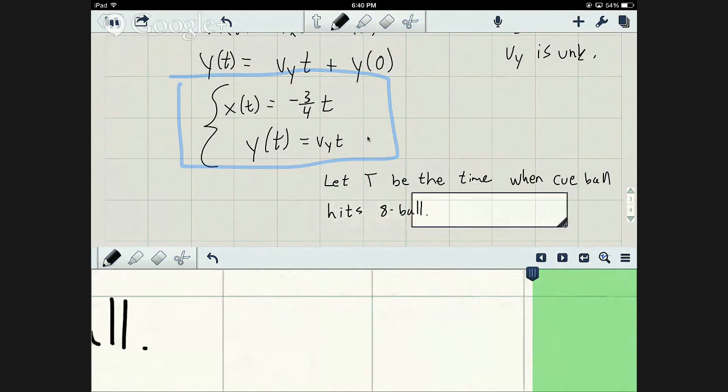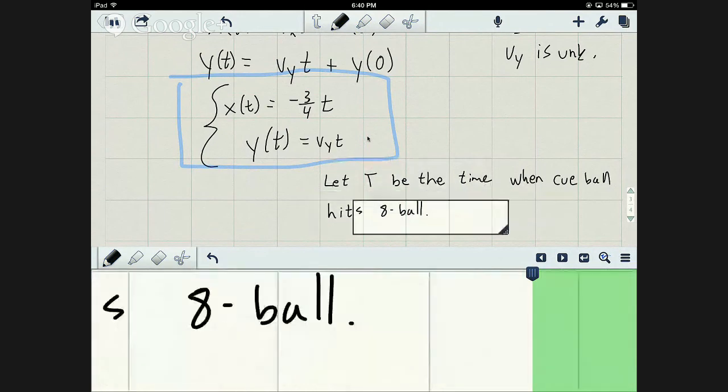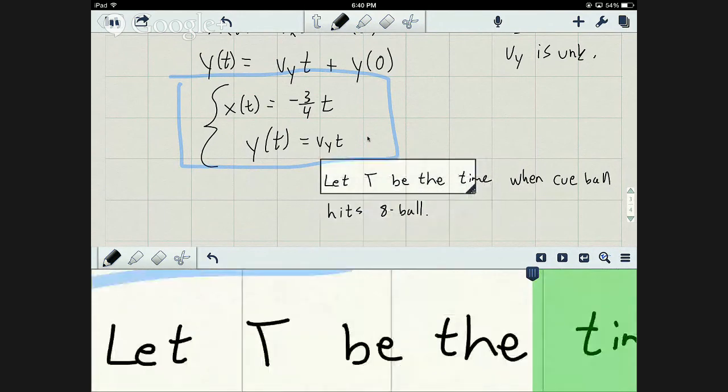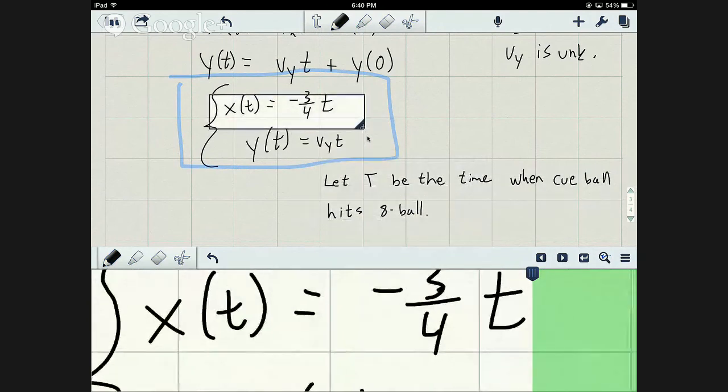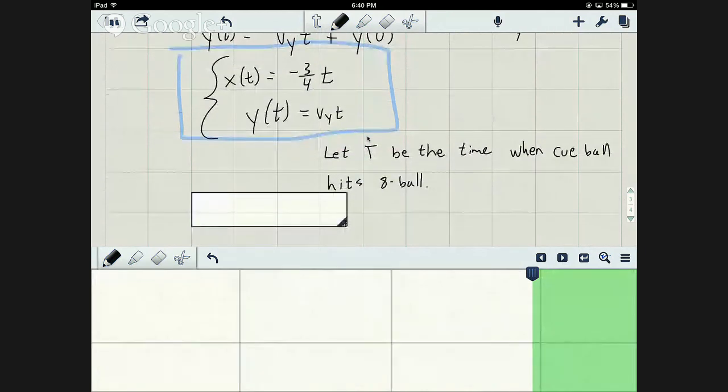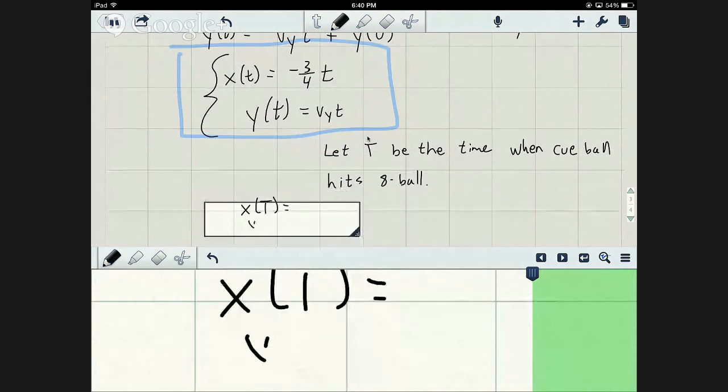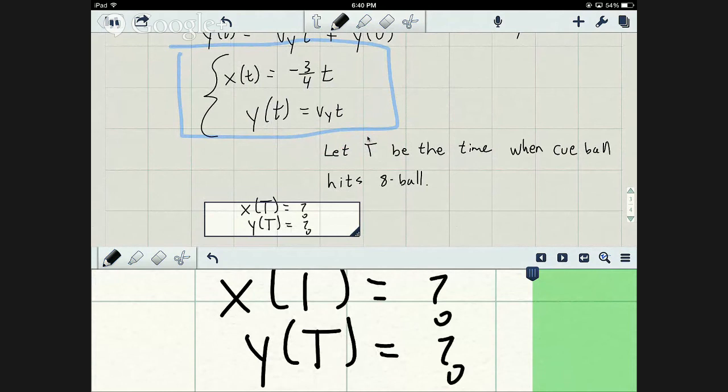From here, if you write the fact that the cue ball hits the 8 ball at this time, then x at the time T must be equal to what x-coordinate? And y at the time T should be equal to what y-coordinate? Remembering these times are equal, these capital T's. That should be enough to get you started.